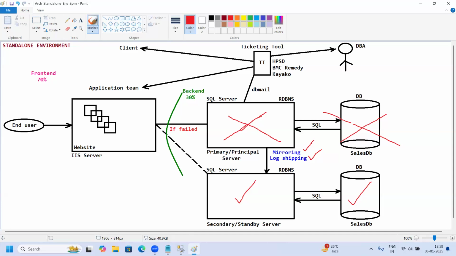End user will not be knowing all this. This is all happening in the background. These all things are happening in background process. End user has nothing to do with that.